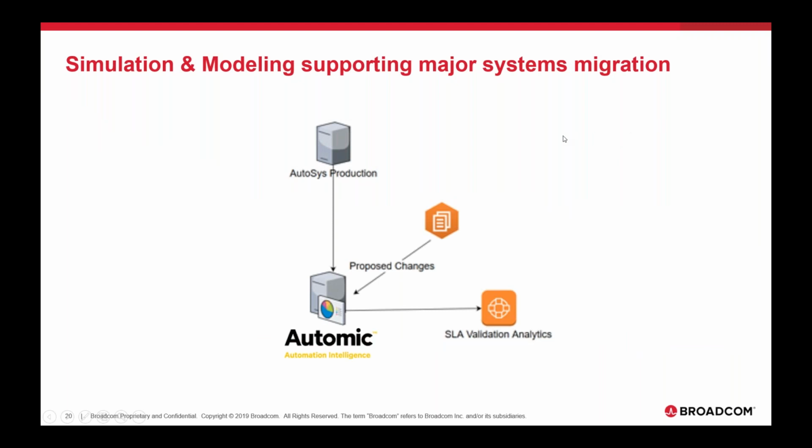A couple of use cases that I wanted to highlight, and we talked about this a little bit with the simulation and modeling, is that the Automic Automation Intelligence Engine is sitting separate and distinct from your scheduling engines. This particular diagram shows AutoSys. We will be adding CA7 to this model as well. The AutoSys production and the CA7 production will feed into the Automic Automation Intelligence Engine. Then we can combine that information, which is all of the job definitions that are currently in production, with proposed changes that are fed in through a file, and then do our validation. So that's just another diagram that explains how that simulation and modeling process will work.